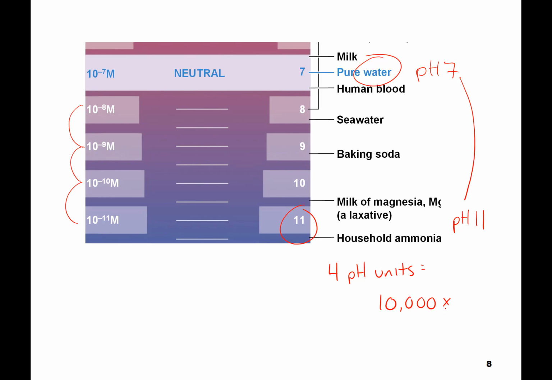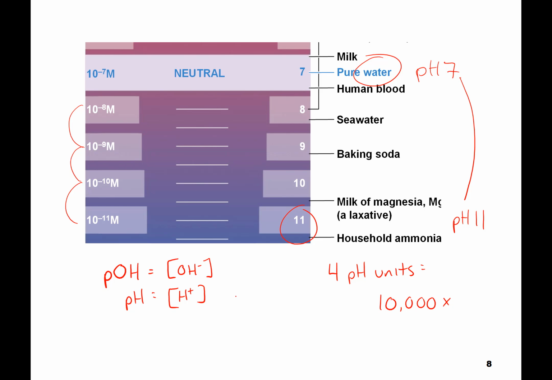I'm looking at my notes, making sure I'm getting everything. Oh, there is also a unit called the pOH. It's the same principle as the pH. The pH is the concentration of hydrogen ions. The pOH is the concentration of hydroxide. And you already know the relationship between these, that they have to equal 14.